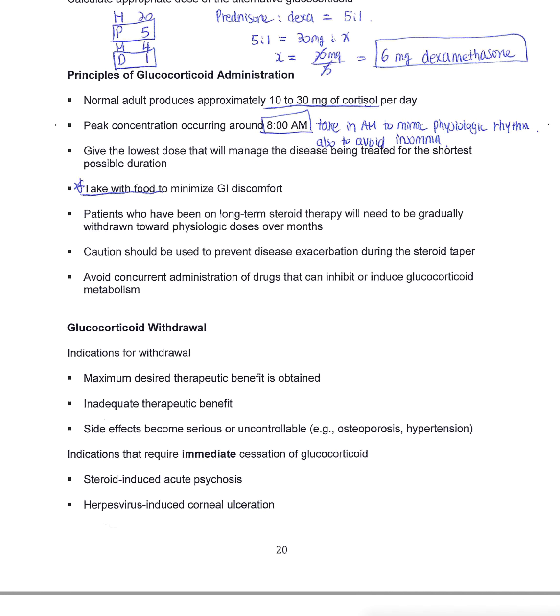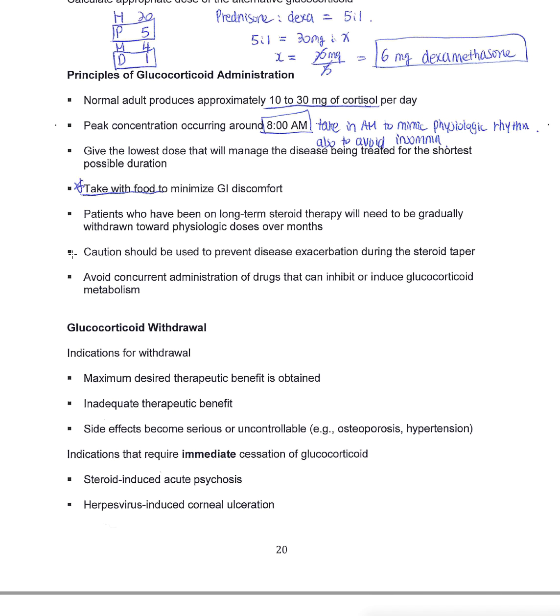And patients who have been on long-term steroid therapy will need to be gradually withdrawn towards physiologic doses over a month. And this is because of HPA axis suppression that we're going to talk about in the next page. And caution should be used to prevent disease exacerbation during the steroid taper. So these are the two points why we need to taper corticosteroids really carefully and slowly.